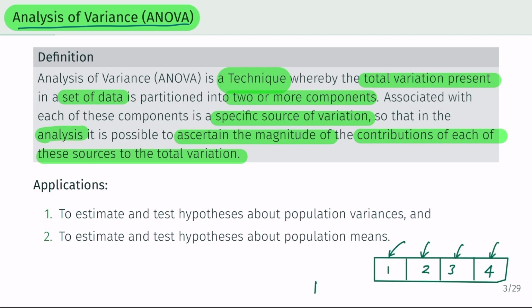Now, if all of them are contributing equally, we consider that all of them have a significant effect on the total variation. If one of them does not contribute enough, then we can say that at least one of them does not have enough contribution to the total variation. What are the applications of this? The most common applications are to test hypotheses and estimate population variances, and also to estimate and test hypotheses about population means. So what does this mean?